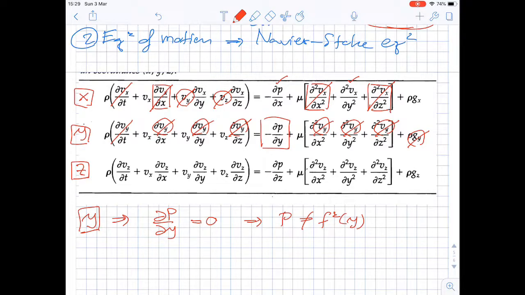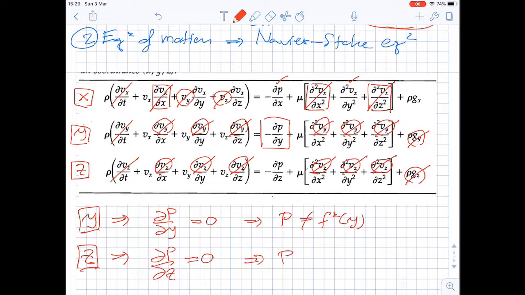For z momentum, Vz is 0. These terms are eliminated. You don't have gravity in z direction. In the same manner, you have dP by dz equal to 0, or pressure is not function of z either. Alright?